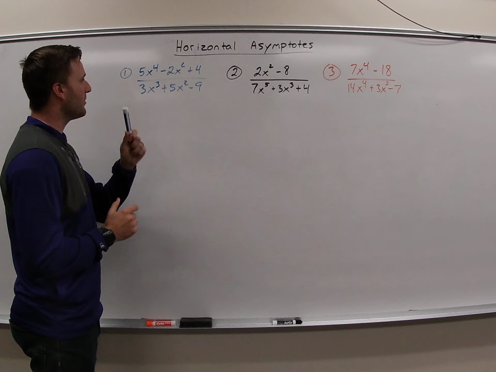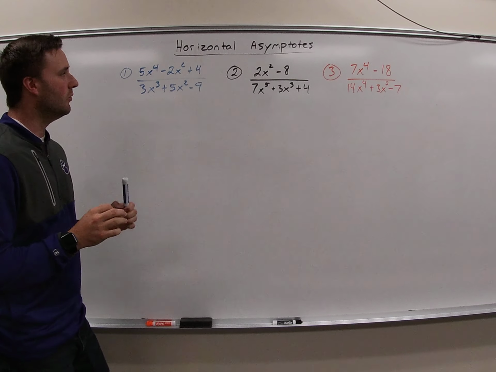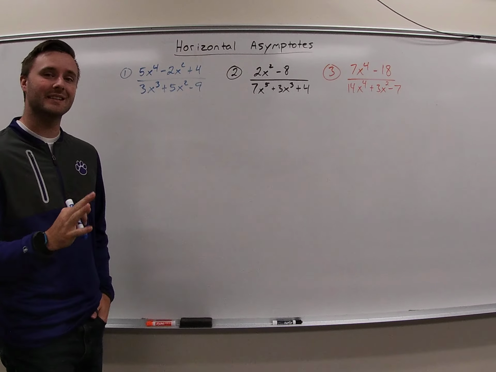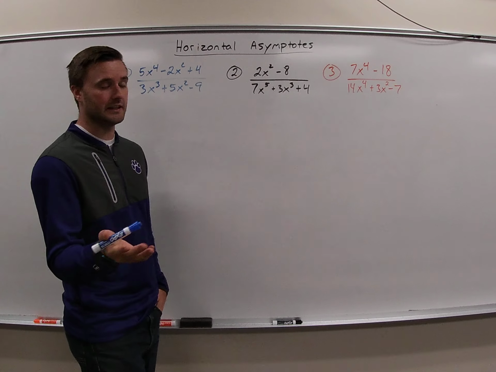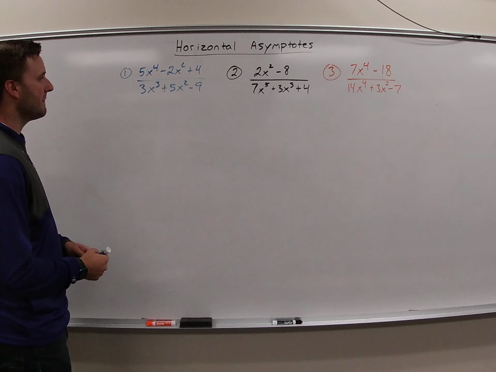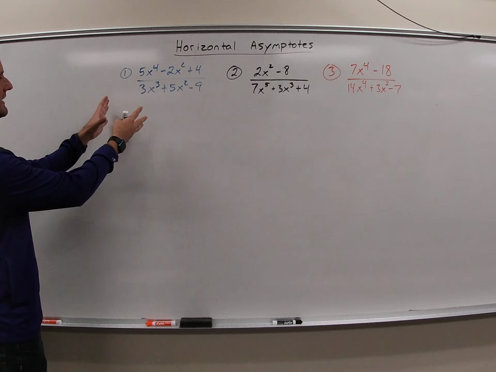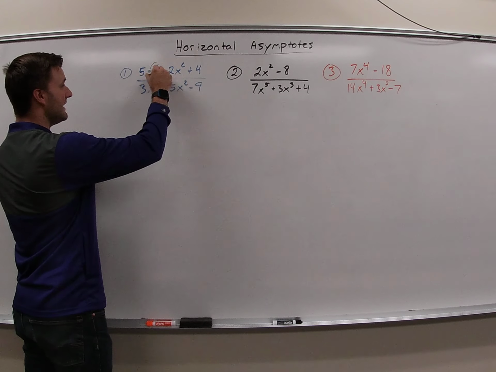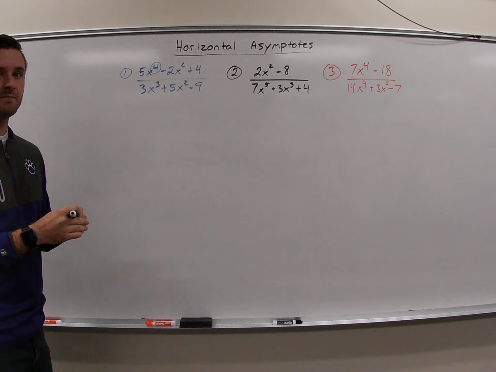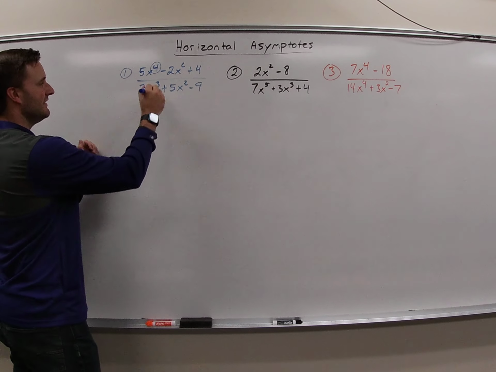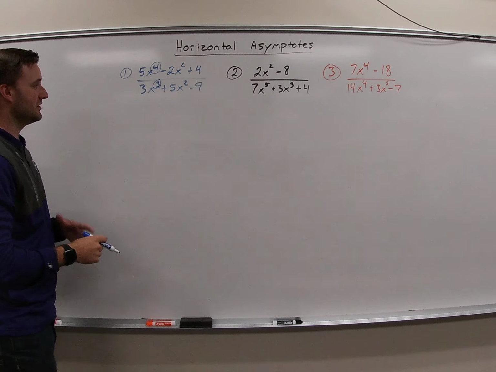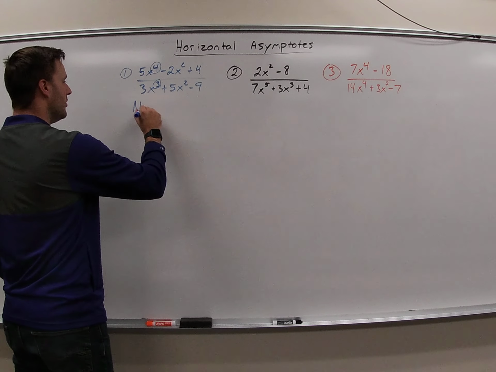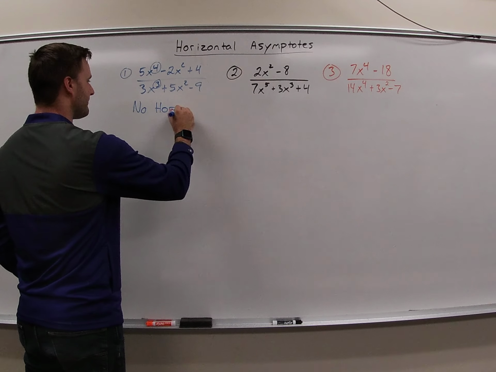Anyway, number 1, horizontal asymptotes. When we're trying to figure out what a horizontal asymptote is in a graph, there are 3 possibilities. One of the possibilities is if our highest exponent, which is called degree, in this case 4 in the numerator, is greater than the highest exponent, in this case 3 in the denominator, then this has no horizontal asymptote.